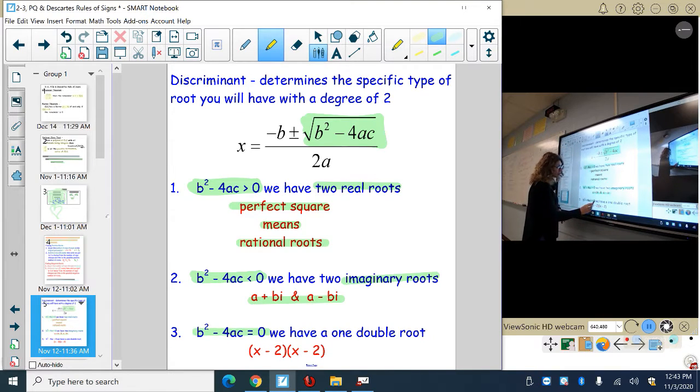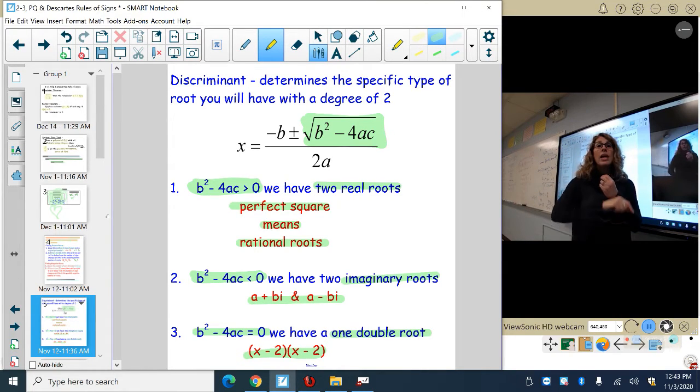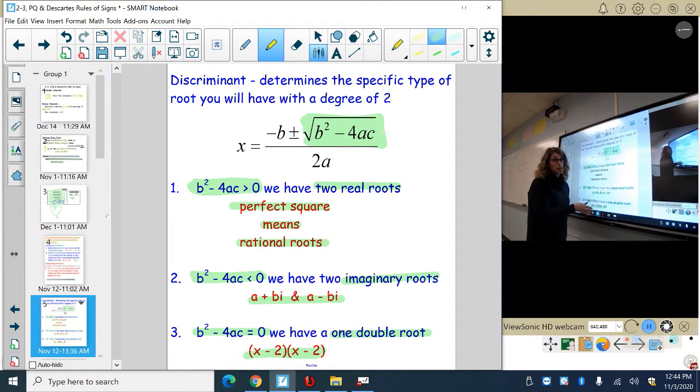And if it's equal to 0, then that means I have a double root. Remember what a double root is? Multiplicity 2. It touches the x-axis, doesn't go through it, and goes right back up. So this deals with multiplicity, which is super important for your brain to understand.